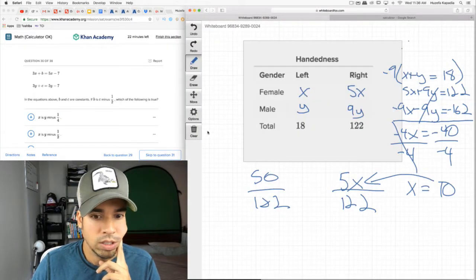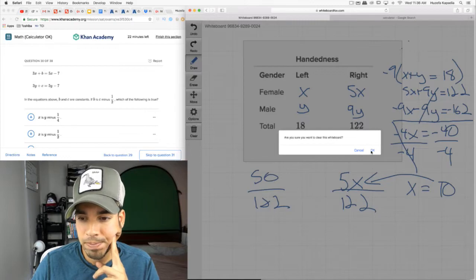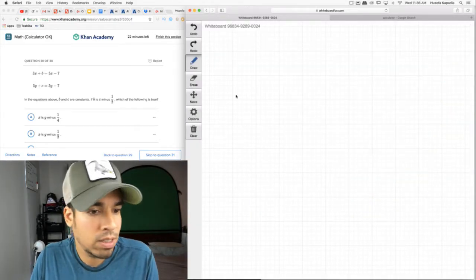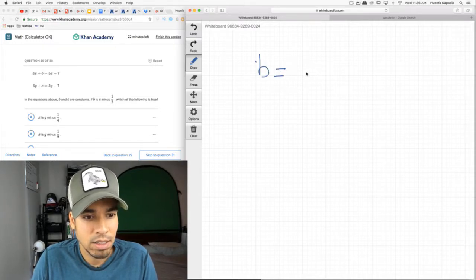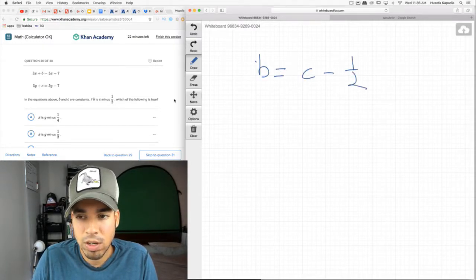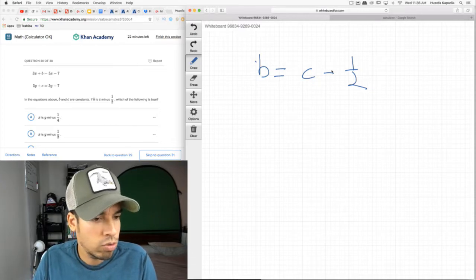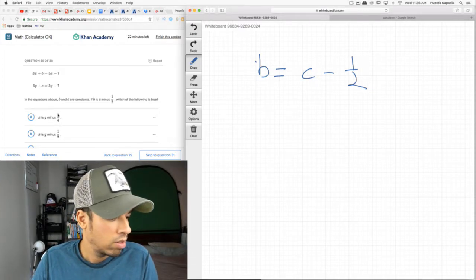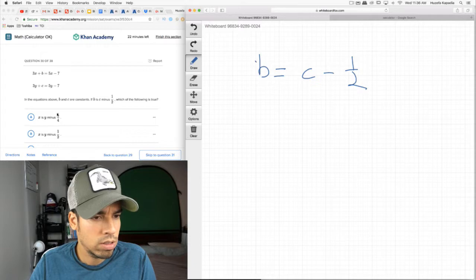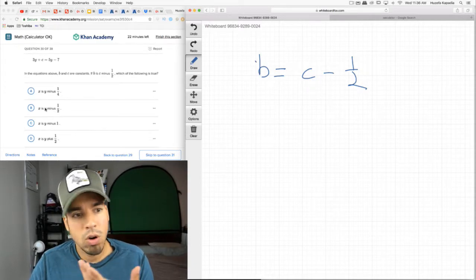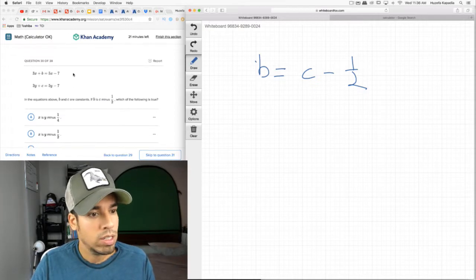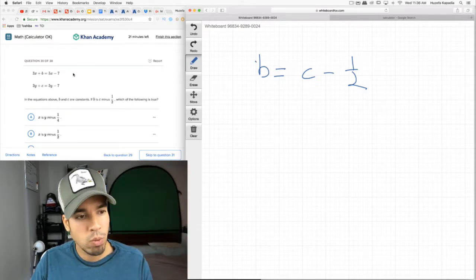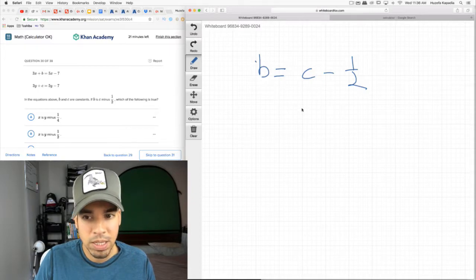Almost on 31. This should be the last really tough one. The equations above, b and c are constants. If b is c minus 1/2, which of the following is true? Ooh, okay, so this is confusing. Okay, so these are all, what does x equal? x equals y something. What does that tell me? That means they want to get x in terms of y. Well, right here we have x in terms of b.